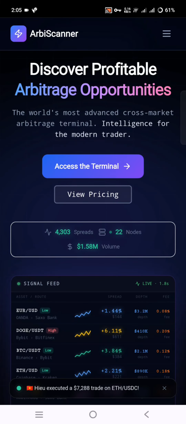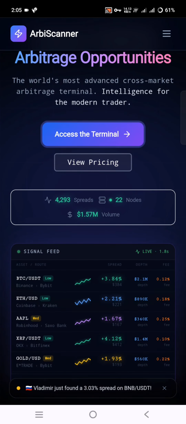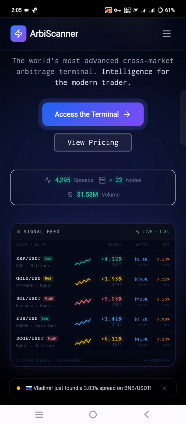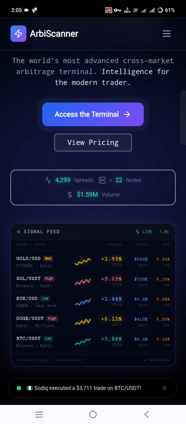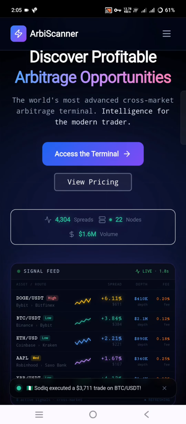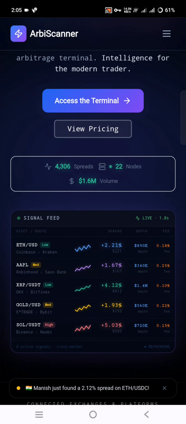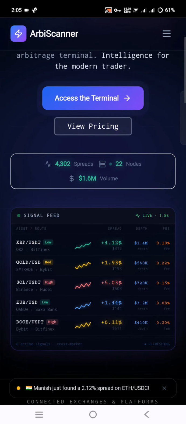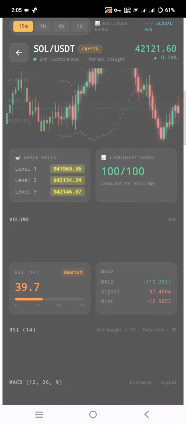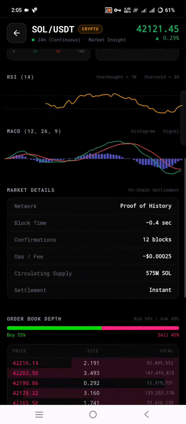Now, guys, what does arbitrage mean? Arbitrage means buying low on one exchange and selling high on another exchange in order to make profit. As you can see here on this main interface, we have over 4,300 spreads, and also 1.6 million in processed volume. We have live signal feeds here that keep on coming and disappearing in 1.8 seconds.